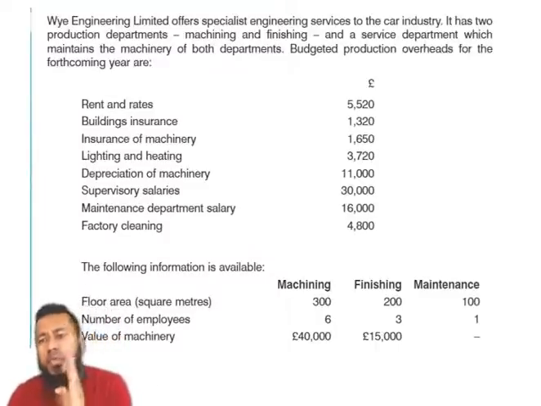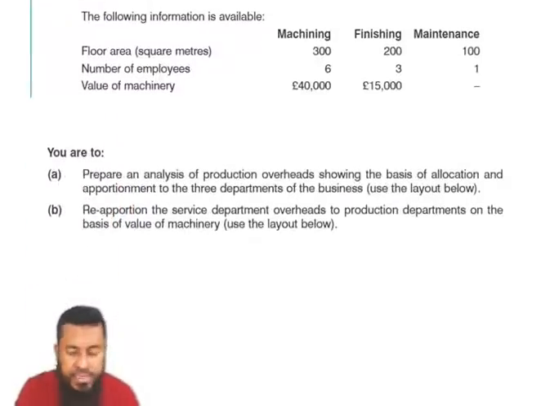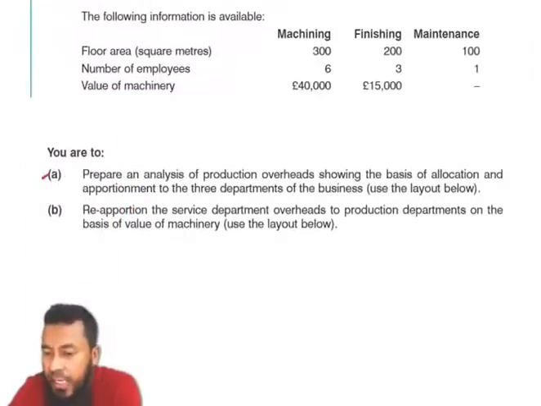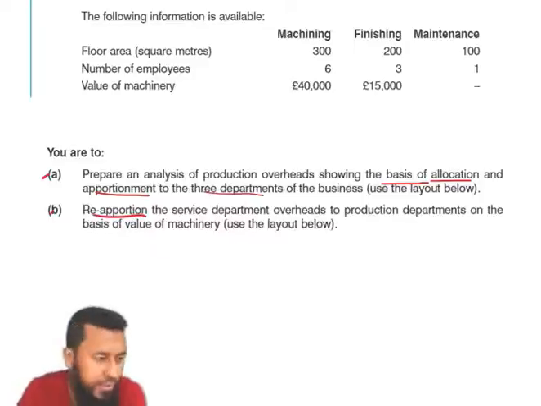It's good practice to read the requirement every time. Requirement A: prepare and analyze a production overhead showing the basis of allocation and apportionment to the three departments. So we'll have three departments of the business. And B is about reapportionment. That's great. Let's go into the question.